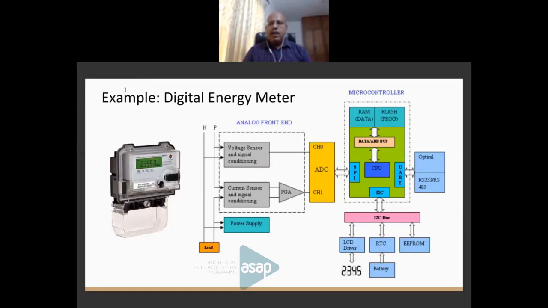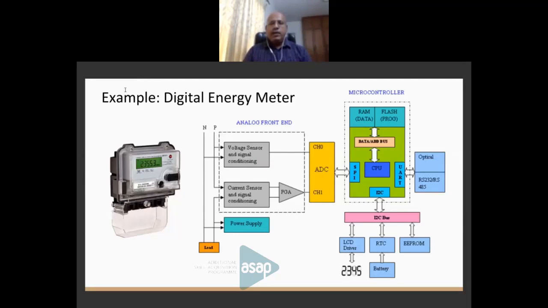One is the LCD driver, because the meter has got a display, so it is interfaced through an I2C bus. And then you have got the RTC, which is the real-time clock, which is typical of all embedded systems. Because even when the main power goes, the time should not get corrupted. The time should keep on continuing, it should keep on ticking. So there is going to be a battery connected to that RTC, so it will continue to work even when the whole product doesn't work.